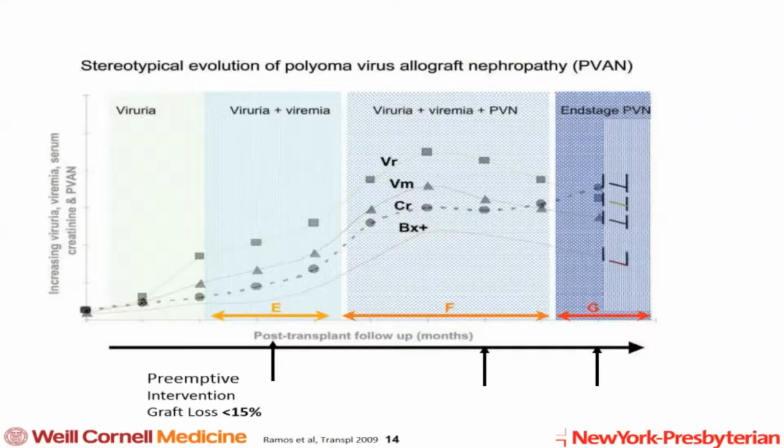So in the first phase, they called it preemptive intervention because you didn't have graft dysfunction, you just had viral replication in the urine or low level of BK virus copies in the blood, and the risk of graft loss or complications was less than 15%.